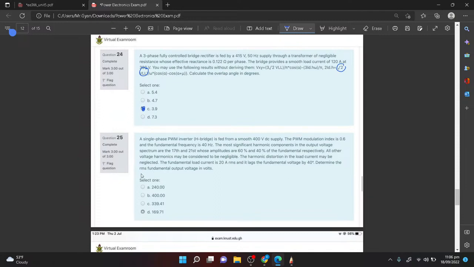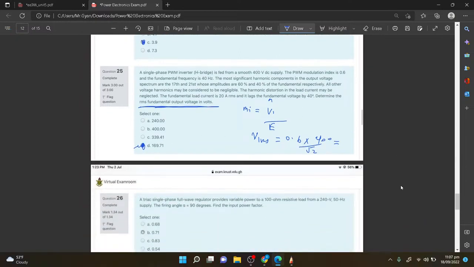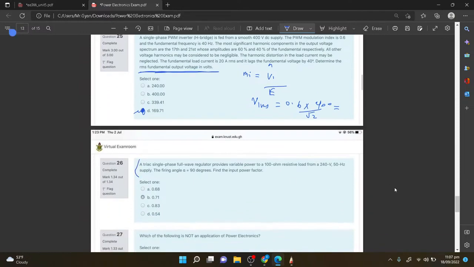So determine the fundamental RMS output voltage. We're given the modulation index. You know that MI is equal to the fundamental peak over E. Right, let's say RMS. So V1 RMS is the modulation index times E over root 2. So kindly do this one. You get the answer 169.71. Kindly verify for me, Ajwa. 169.7, that's correct. This will not come.